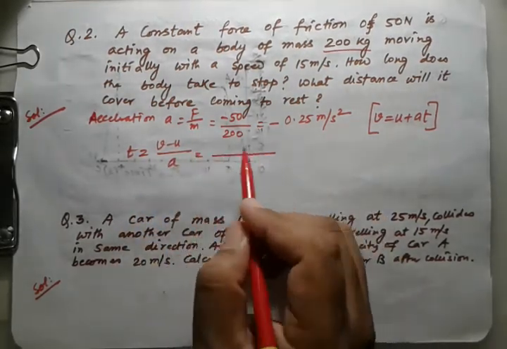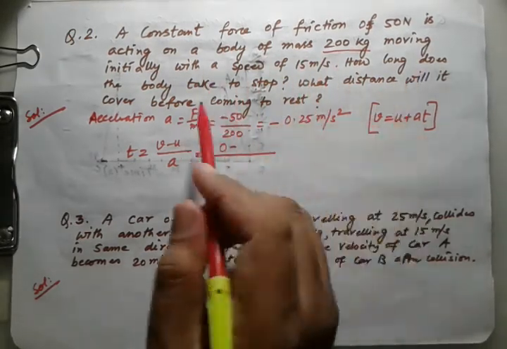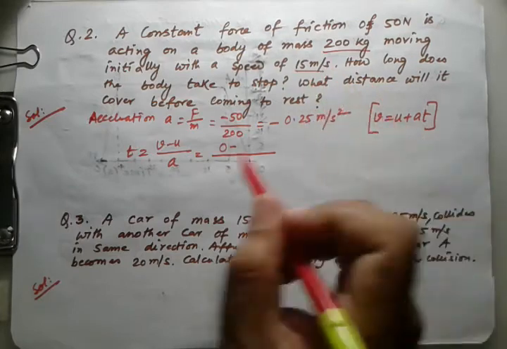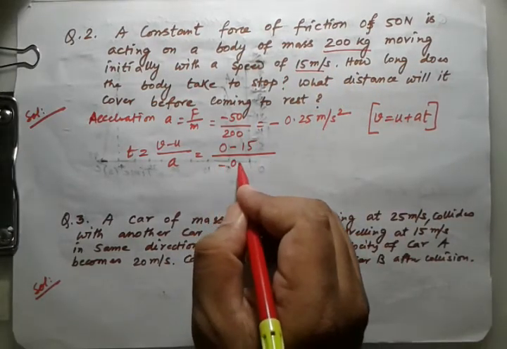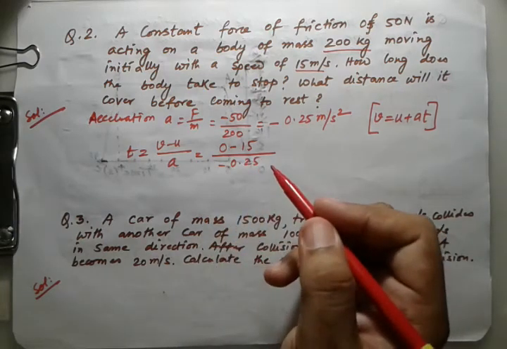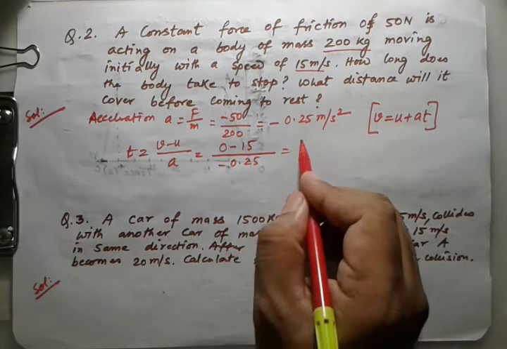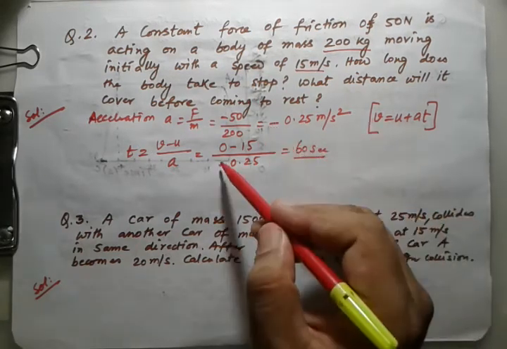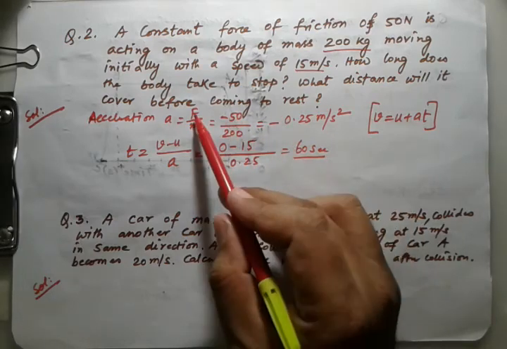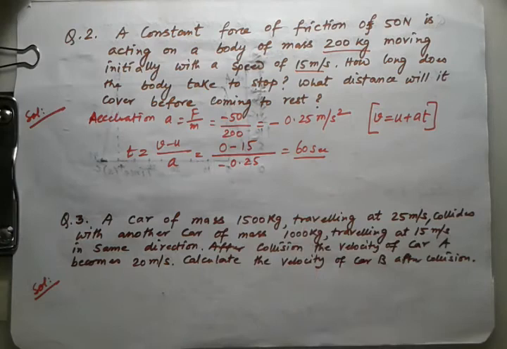So what is v here? v will be 0 and u is minus 15. So it will be minus 15 and a is given here as minus 0.25. If you calculate, you will get 60 seconds. If you don't take minus here, your time will come negative. That is why you have to take F is equal to minus 50 Newton.